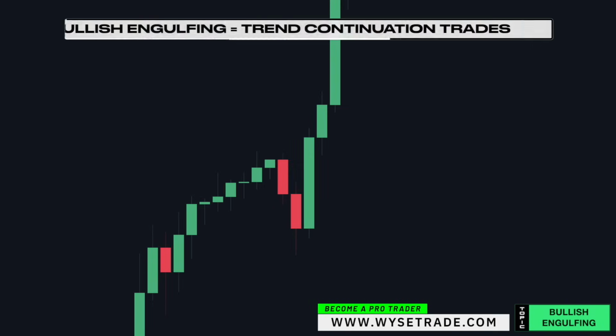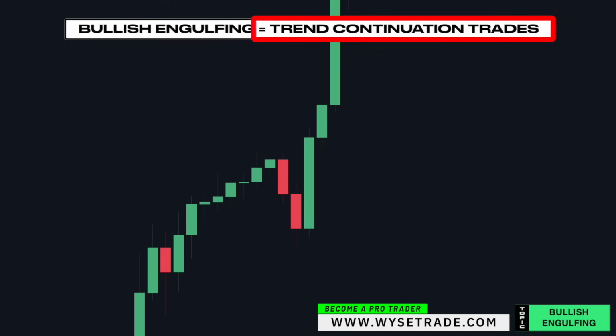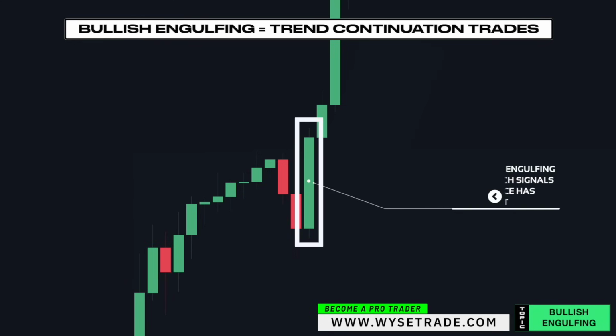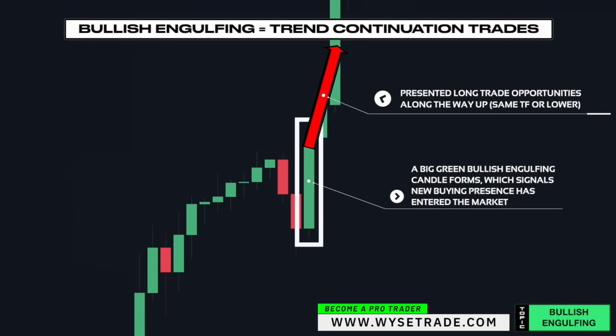You can also use the bullish engulfing candle to trade trend continuations. You have a moving uptrend. Price then starts to pull back before a big green, bullish engulfing candle forms, which signals new buying presence has entered the market and presented more long trade opportunities as the trend continued upwards.